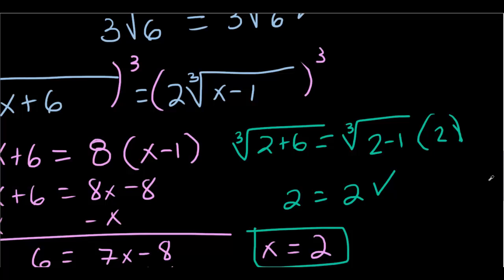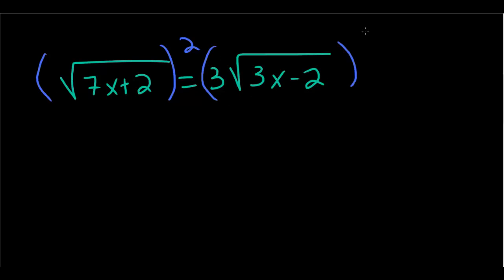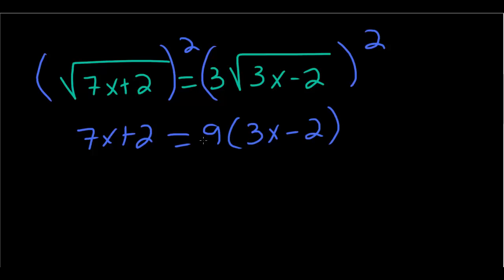One more example. Okay, we're going to do now square root of 7x plus 2 equals 3 times square root of 3x minus 2. We're going to elevate both sides to the power of 2. So that's going to be 7x plus 2 equals 9 times 3x minus 2. We distribute the 9.